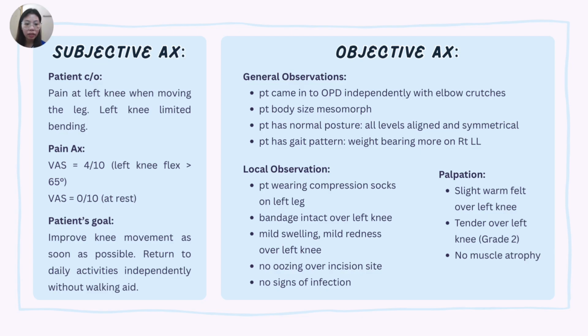And the gait pattern is more weight bearing on the right lower limb. For the local observation, patient wears compression socks on her left leg, bandage intact over the left knee, and there is mild swelling and mild redness over the left knee. No oozing over the incision sites. And for palpation, slightly warm is felt and tender over the left knee.